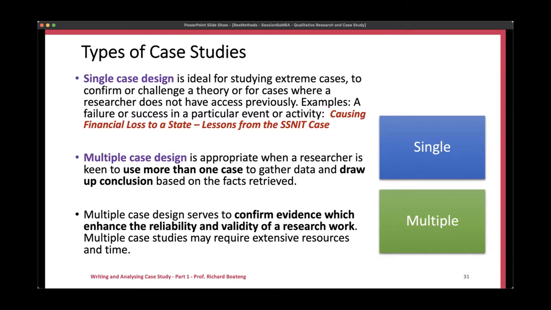So if you go to another case and B is happening, even though there's no A, or something else is happening even though there is no A, then you start realizing that A is not the fundamental factor. There could be other explanations of why something is occurring. So the multiple case study is appropriate when you need to draw on different cases to tell a story and have facts internally checked against each other, so that you can confirm the evidence and enhance the reliability of your work.